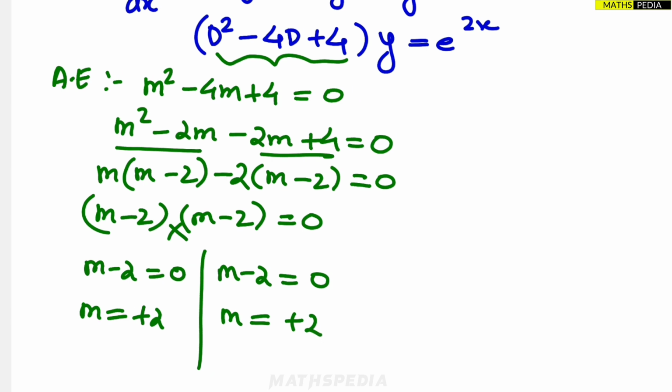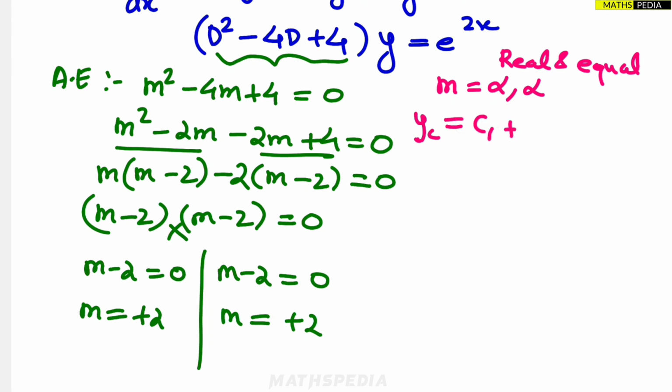Now here, a very important note: whenever you are getting the roots, that means the m values, as alpha and alpha, that means you are getting real and equal roots. Whenever you are getting real and equal roots, then the yc value, the complementary function, will be equal to (c1 plus c2 x), whole bracket, into e power alpha x. This is the complementary function. This is the way to write.